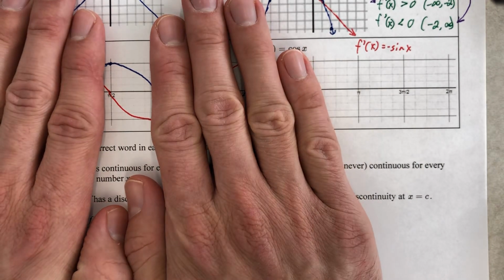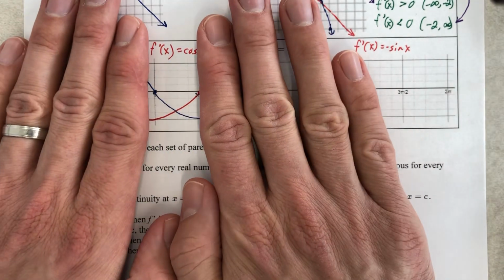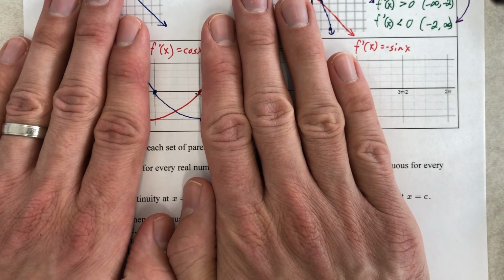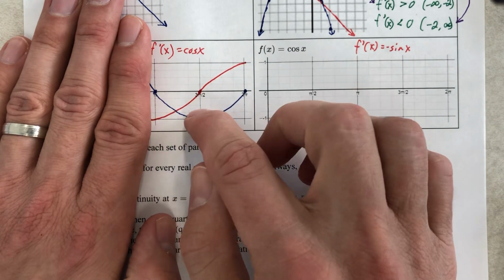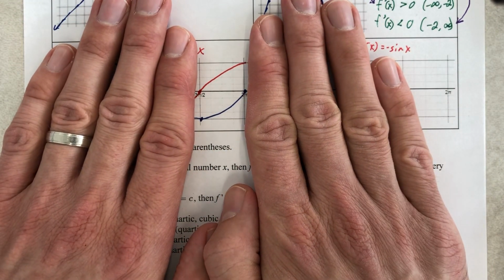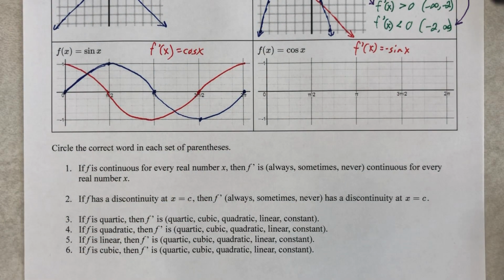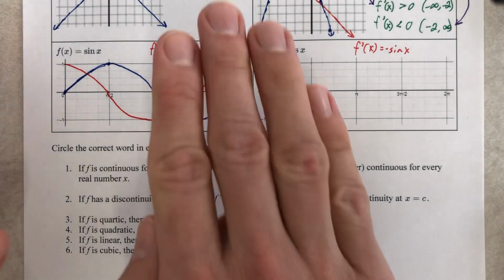Blue decreasing, red negative. Blue decreasing, red negative, but it's going up, but it's negative. Blue increasing, red positive. All right, let's talk concavity again for just a second.